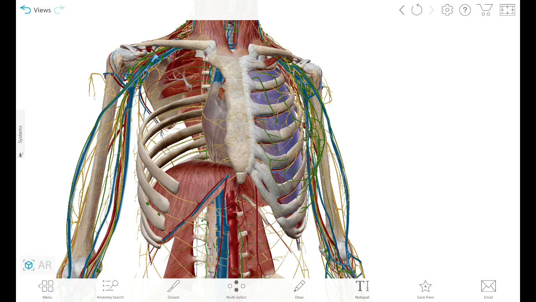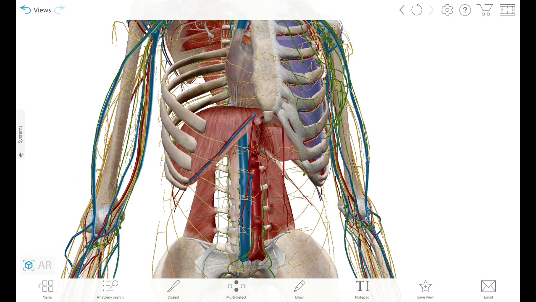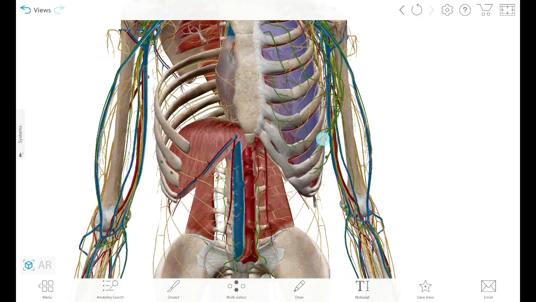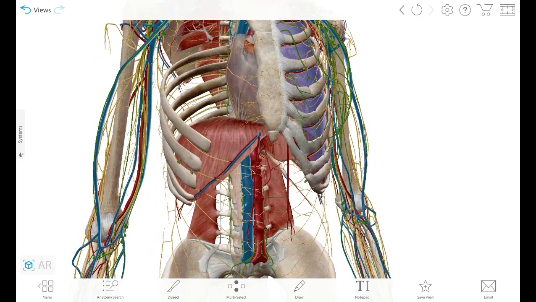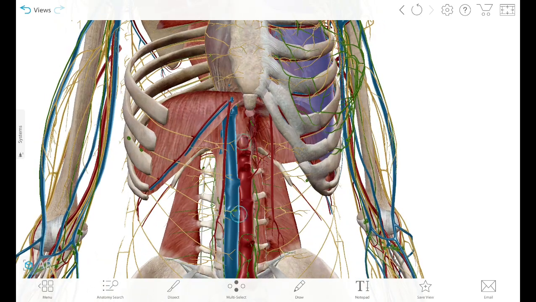I'll be talking about the various openings of the diaphragm. So the diaphragm has three openings. One is at the level of T8, which is the vena cava opening.